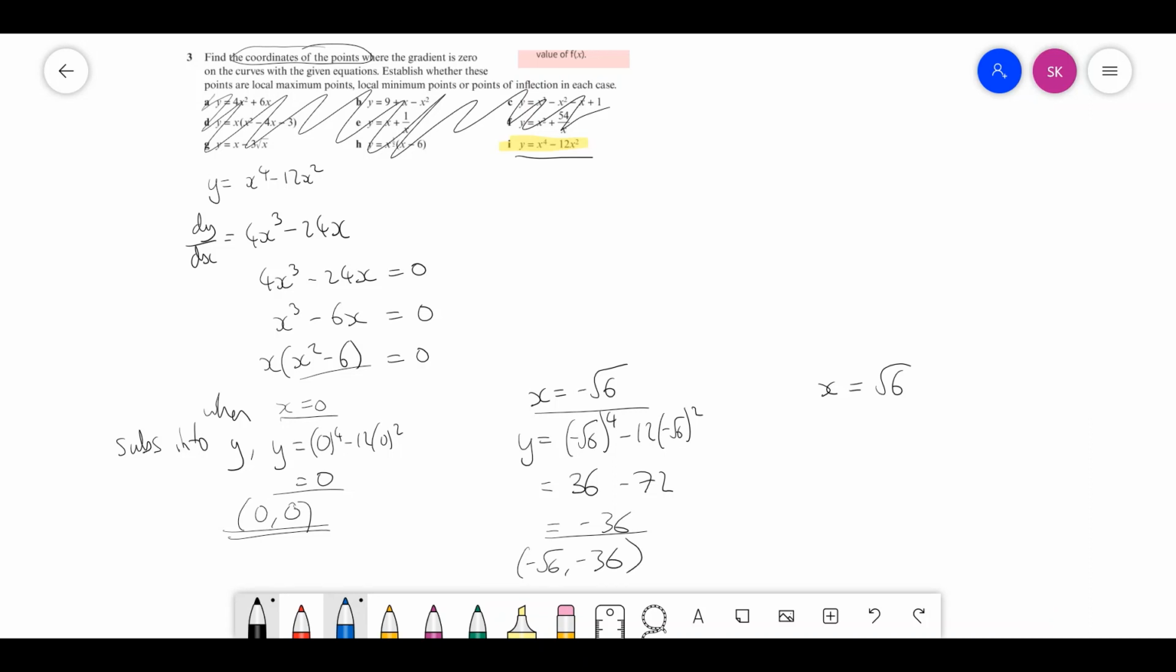And over here, when x is positive root 6, y equals positive root 6 power of 4 minus 12 positive root 6 squared, which is the same as 36 minus 72 again. And so again, we get negative 36. So the final stationary point is that.